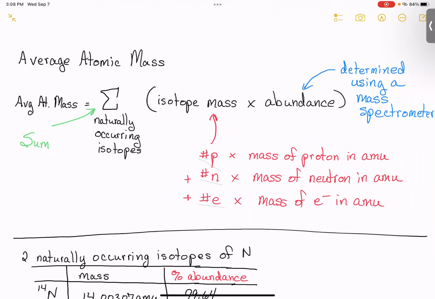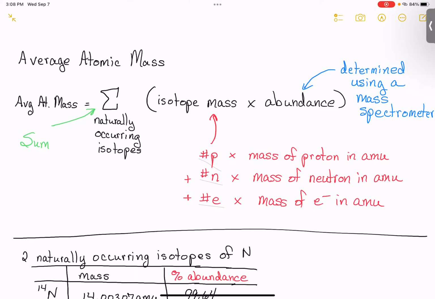One type of instrumentation is called a mass spectrometer, which basically will separate out substances based on their masses. And it will give us an idea of how much of each component is present.